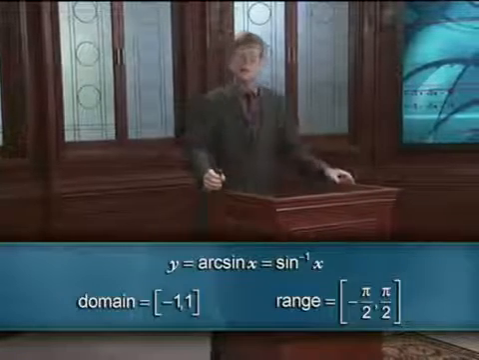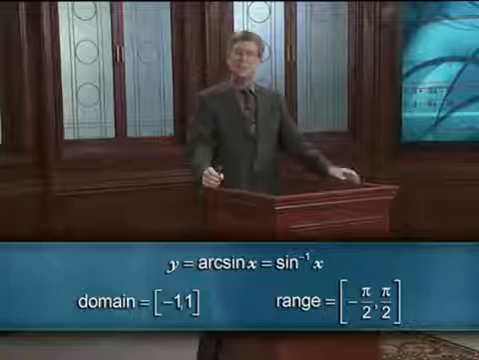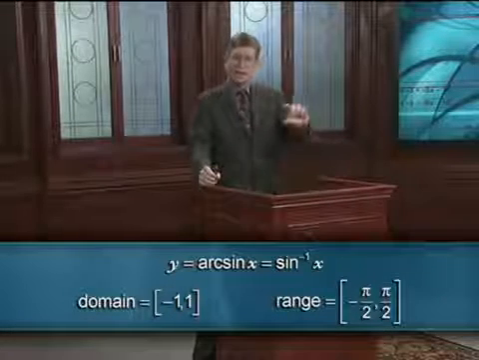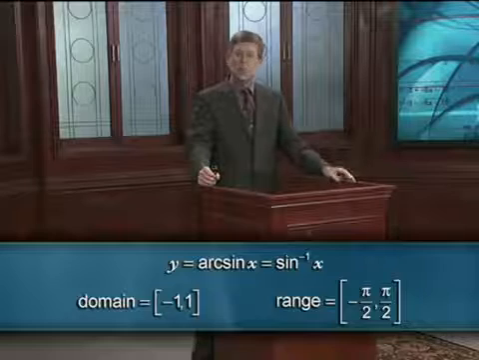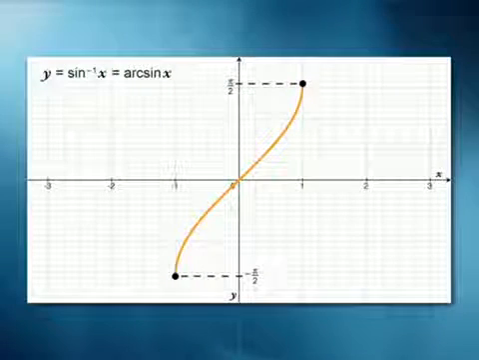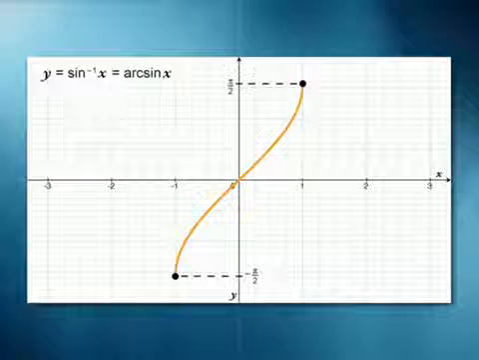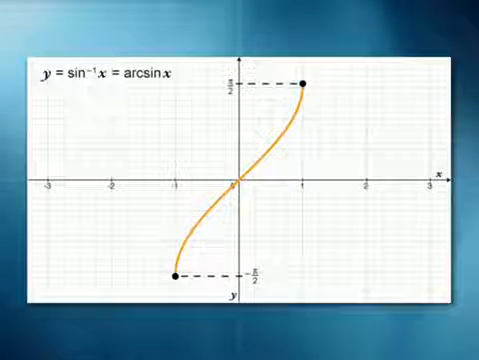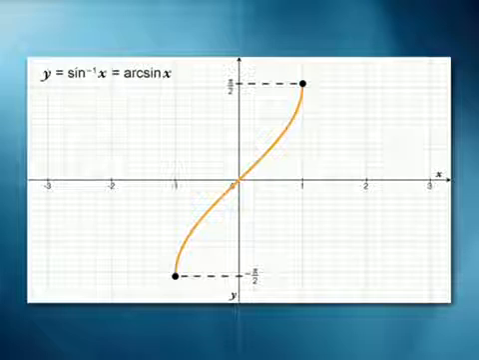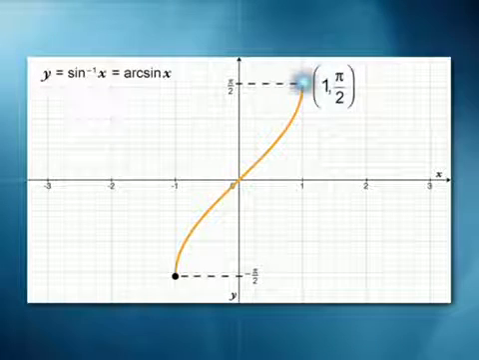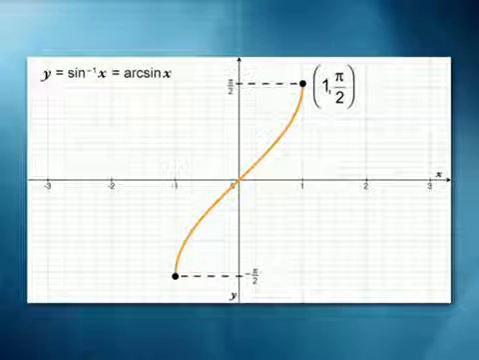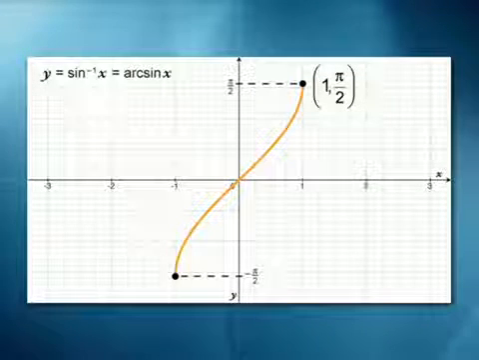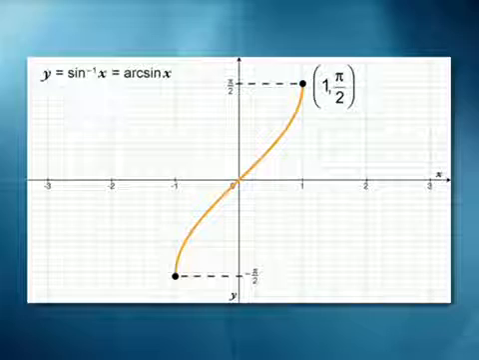Let's plot a couple of points, and I'm going to do it sort of backwards. I'm first going to figure out what the sine function gives, and then I'll translate it to arc sine. The sine of pi over 2 is 1. So on the graph of the sine function, pi over 2 comma 1 is on the graph. So for arc sine, 1 comma pi over 2 will be on the graph, and here you see it on the graph, 1, pi over 2. That's the high point of the arcsine graph.